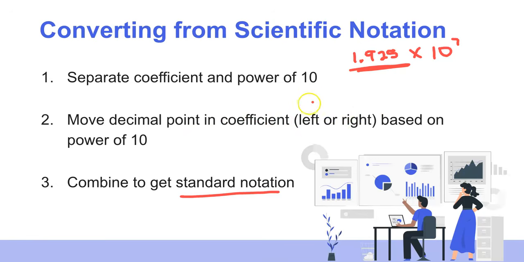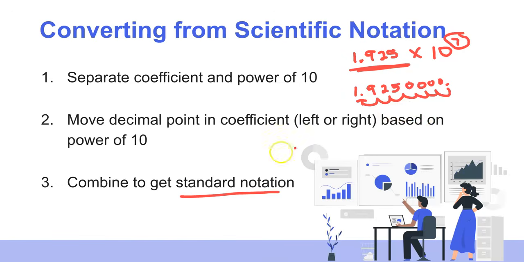So let's see, I've got 1.925. Now I'm going to move this either left or right. Well, how do I know? That's where my n comes in. It's a positive number, so I'm going to go to the right. I'm going to make this bigger. And so how many times? 7. So 1, 2, 3, 4, 5, 6, 7. That's where the decimal goes. And we fill this in with zeros.